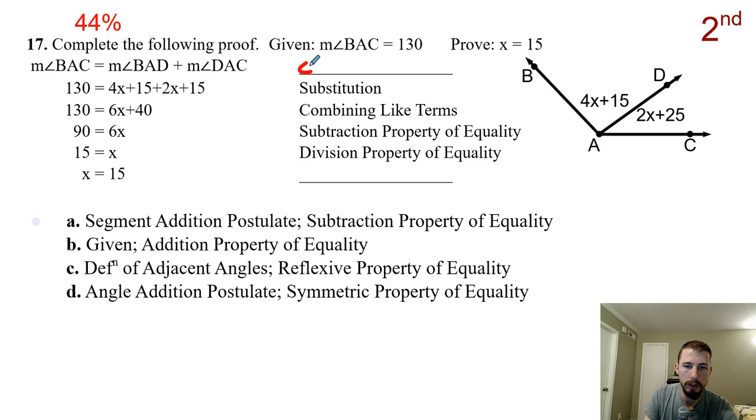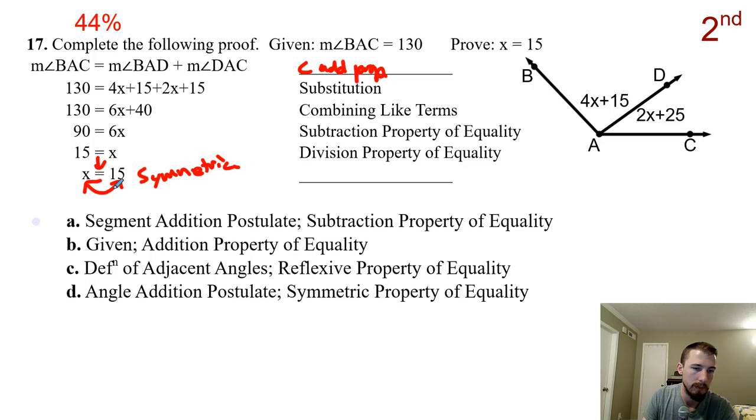So angle addition property. Just like the segment addition postulate, the angle addition postulate allows us to add angles together that are adjacent. Then we substitute the values for the two expressions, combine like terms, subtract 40 from both sides, and then we divide both sides by 6, which is the division property of equality. And then the last statement, we have 15 is equal to x, and then we're going to switch the order of both of these about the equal sign. That's like a commutative property, the symmetric property.